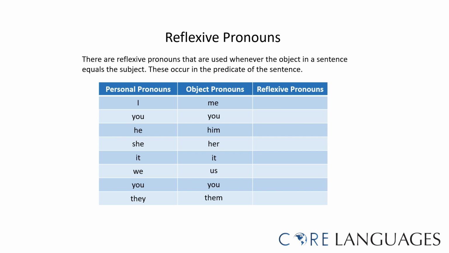Now here are the reflexive pronouns when the subject and the object are the same. I, myself. You, yourself. He, himself. She, herself. It, itself. We, ourselves. You, yourselves. They, themselves.